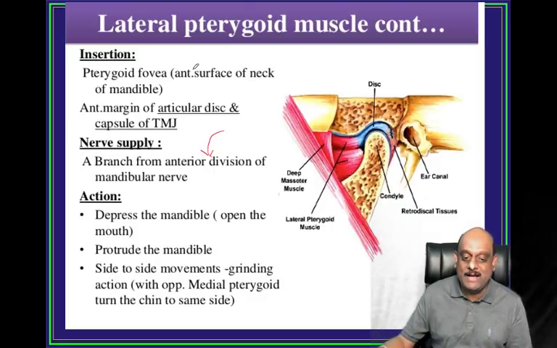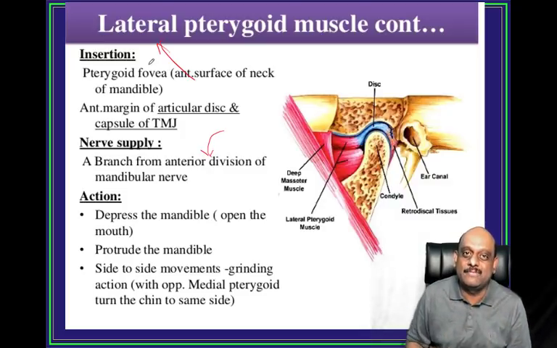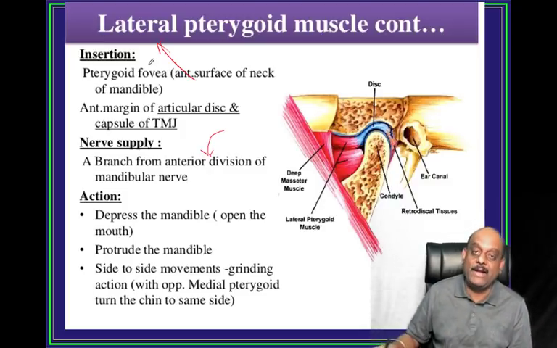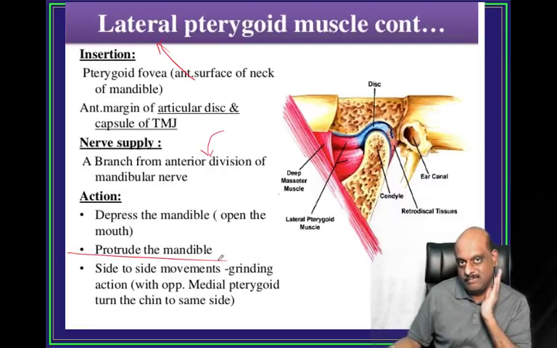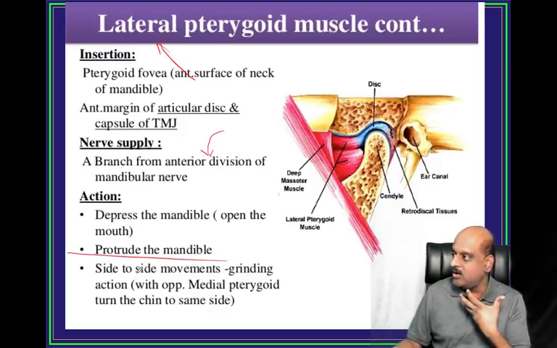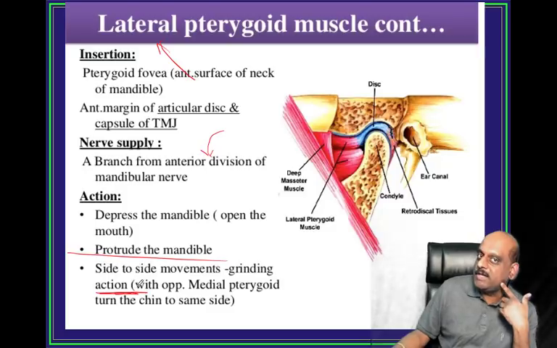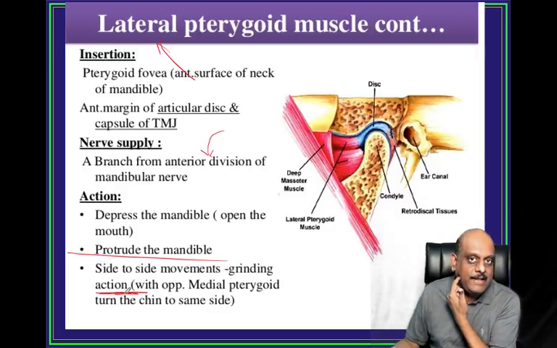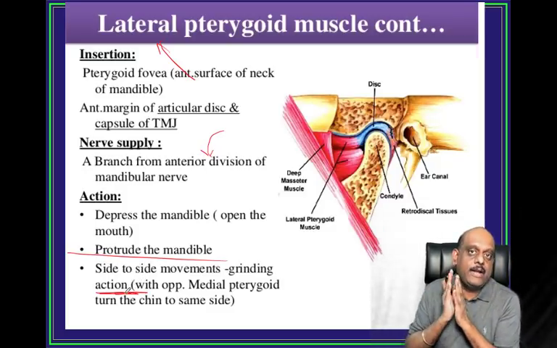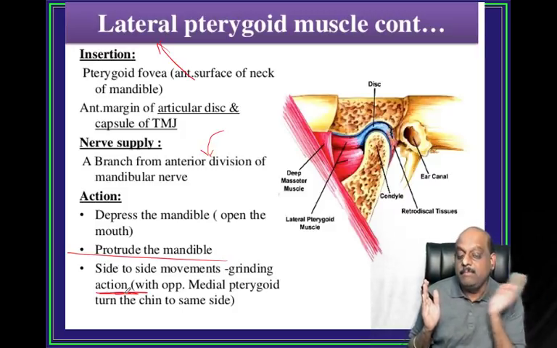Opening of the mouth is because of lateral pterygoid. Closing of the mouth is because of medial pterygoid. Now it protrudes the mandible. Side to side movement of the mandible, grinding action: opposite side medial pterygoid, this side lateral pterygoid. The right side lateral pterygoid, left side medial pterygoid.